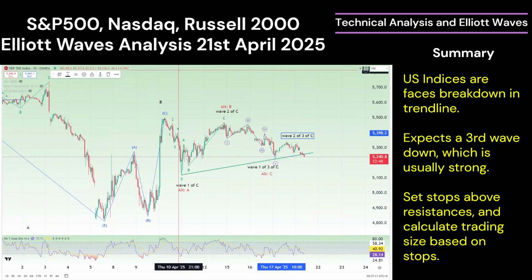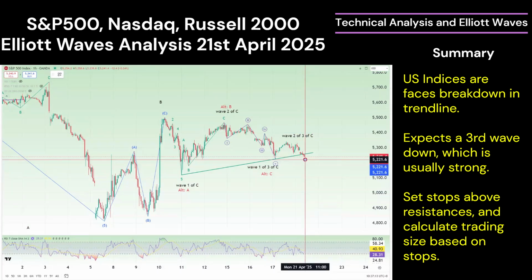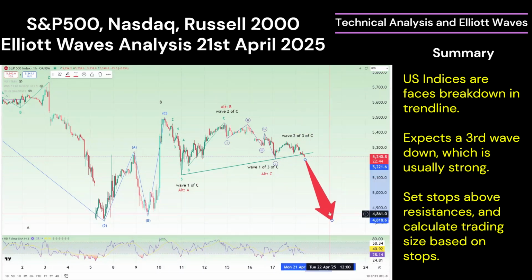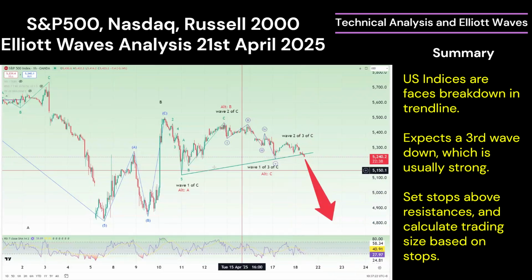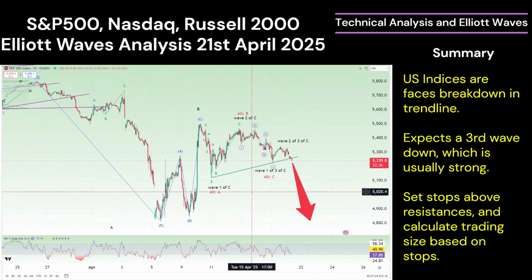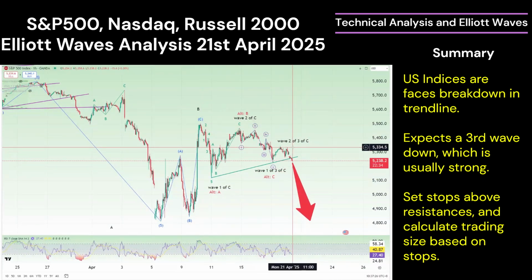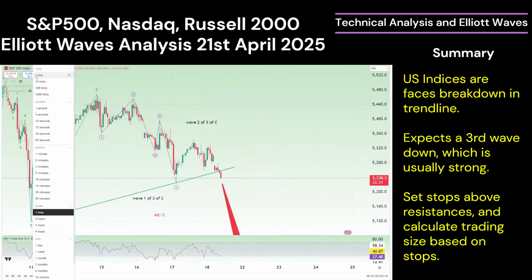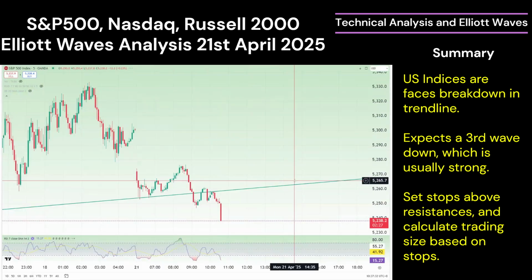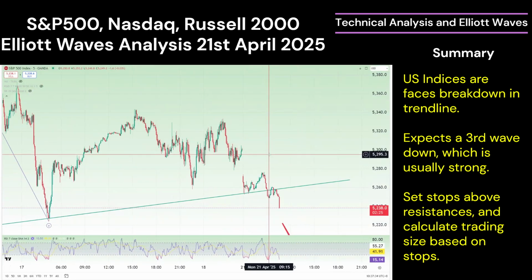Over here, the primary count is suggesting that we are going down into a wave three of C. Okay, so this is for the S&P, but take note of the alternate count. But no matter what, since we have already broken down, we can take a look at the lower time frame and see where is a good place to place the stop loss.